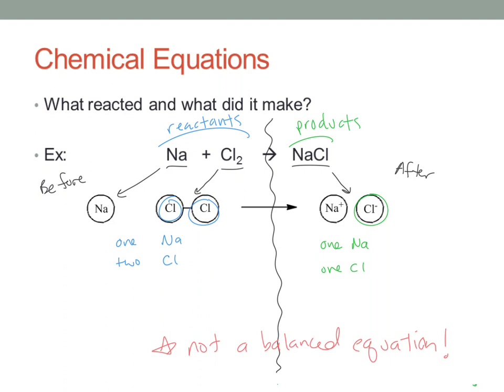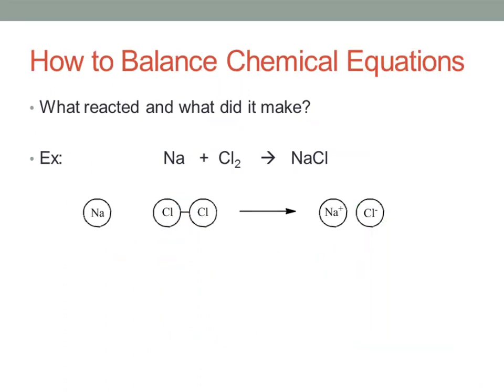So what do we need to do? We need to balance it. And the way we're going to balance it is by adding coefficients in front of these chemical species. So let's take a look at that. So to balance chemical equations, I just mentioned this in the previous slide, but you need to add coefficients. And coefficients, if you remember, are numbers in front of those chemical species, whether they're atoms or compounds or whatever they are. And the other big important thing is that you do not change the formulas at all. Do not change the formulas.